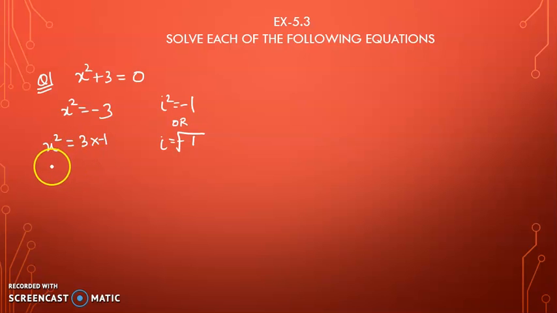Alright, so x square is equal to 3 into minus 1, and what is minus 1? i square. See, minus 1 is i square, so I can write here i square. Now when I take the square root on both sides, I will get x is equal to plus minus root 3 i. Followed, students? Simple question, nothing difficult. Alright, is it clear to you, students?